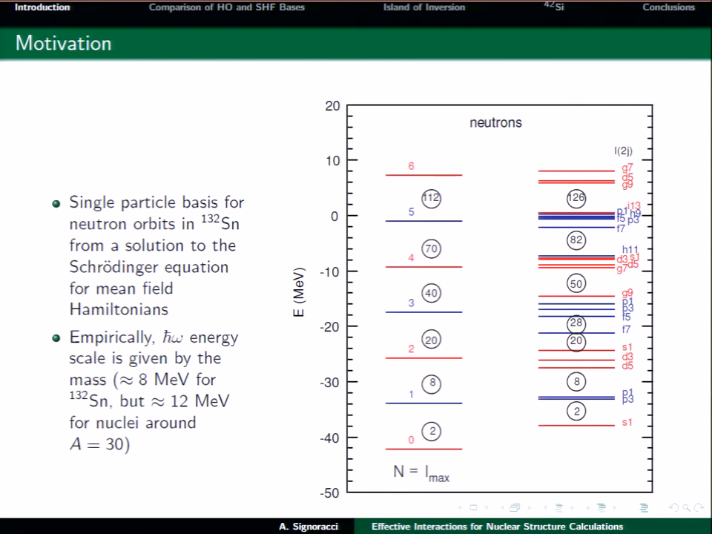And so the solution of the Schrodinger equation for neutron orbits in tin 132 with a simple harmonic oscillator mean field potential results in a shell structure shown here on the left. There's spacing between oscillator shells of 1 h bar omega, which for tin 132 is 8 MeV and is given by the total mass number of the nucleus.